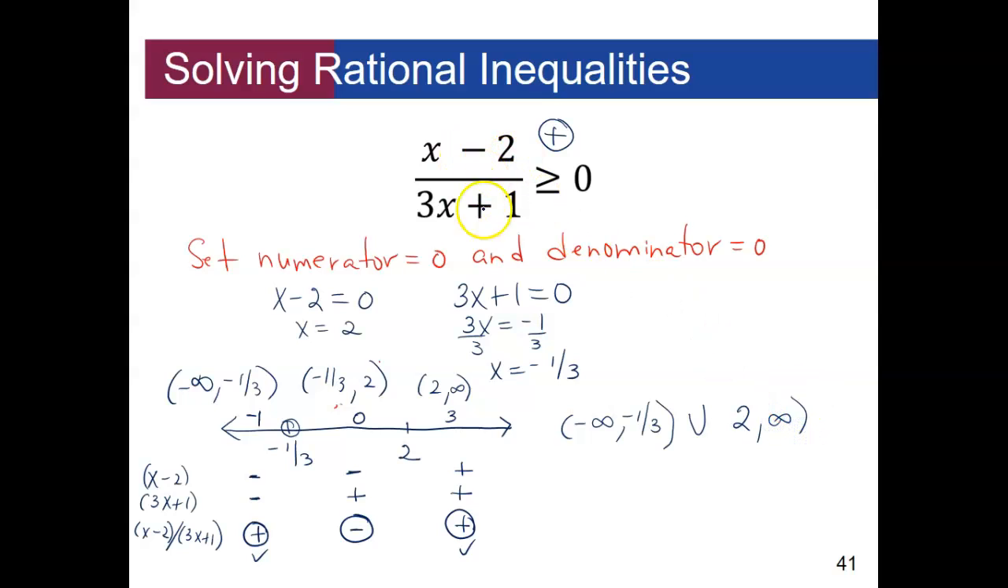And because the 2 is not coming from the denominator and I have this bar here, I'm going to put a bracket on that, because 2 would be fine. If I put 2 in here, 2 minus 2 would be 0, and it can be equal to 0. But if I put negative 1/3 in, then I have an undefined expression. So it can't be equal to negative 1/3, but it can be equal to the 2.